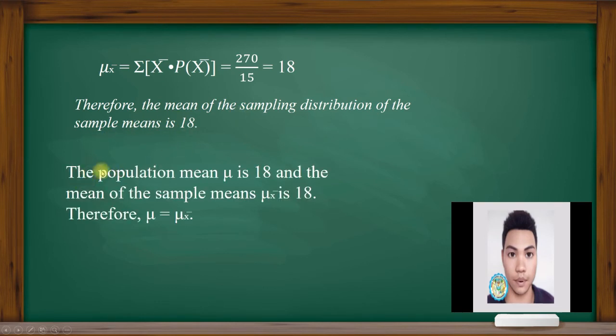Okay, if we go back to the population mean earlier, our answer there was also 18. So the population mean is 18 and the mean of the sample means is 18 also. Therefore, the population mean and the mean of the sample means are equal.